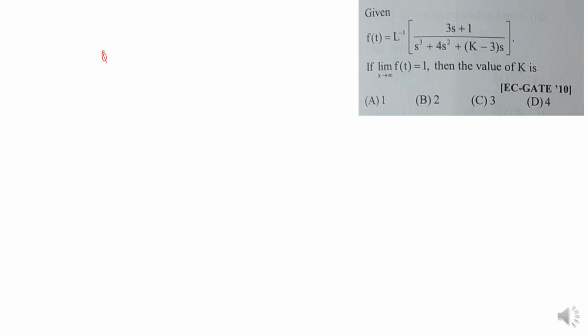Now question number 2. Given f of t is this, if limit t tends to infinity of f of t is equal to 1, then the value of k is? Okay, so what do we know actually? We know from the final value theorem that limit t tends to infinity of f of t is equal to limit s tends to 0 of s into F of s.